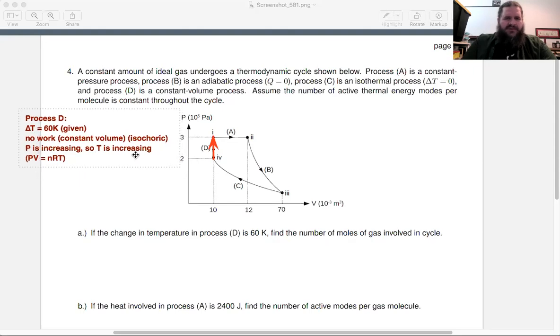We have initial values for pressure, final values for pressure, and we know the volume the whole time. Pressure initial equals 2 times 10 to the 5th pascals, so 200,000. Pressure final is 3 times 10 to the 5th pascals, so 300,000 pascals. And we also know the volume is 10 times 10 to the negative 3rd cubic meters the whole time. So 10 divided by 1,000 cubic meters.